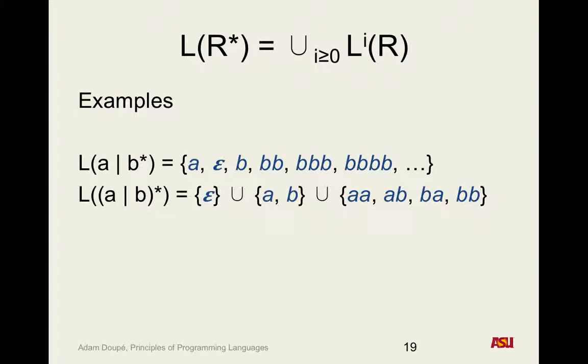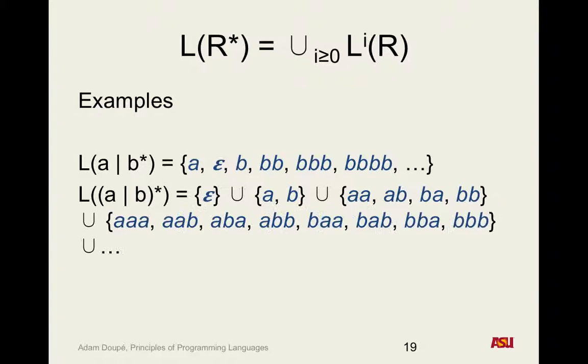And then, what about the next one? Anybody want to talk about the next one? Yes, I think you got it. It's all the strings of length 3: the set AB, dot the set AB, dot the set AB. So it's all possible combinations. You can also think of it as all strings of length 3 composed only of A's and B's.